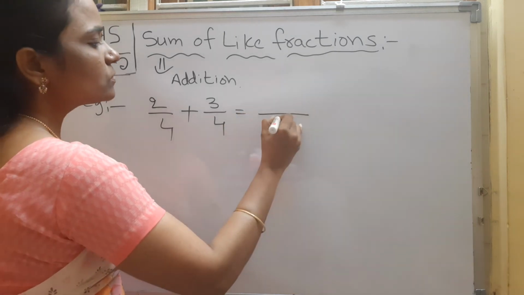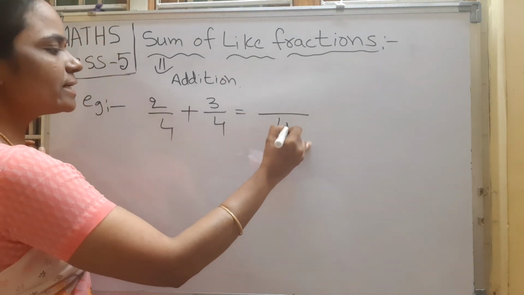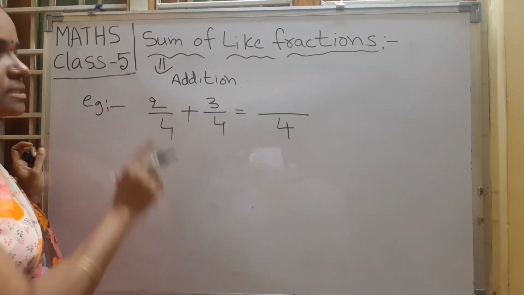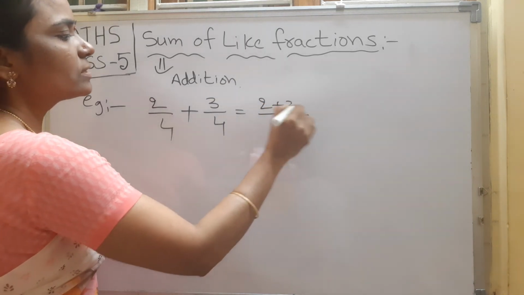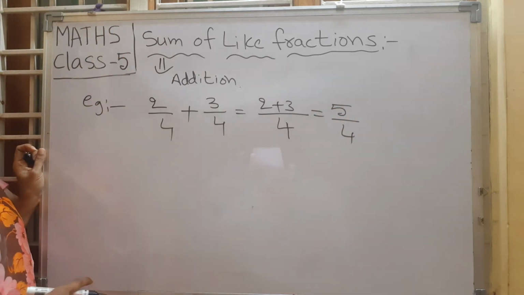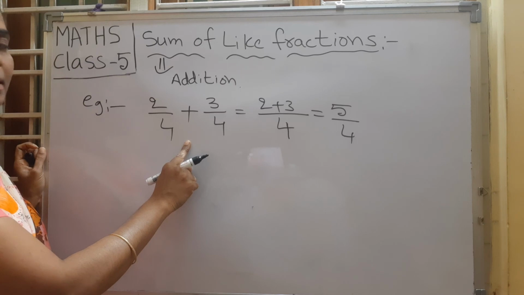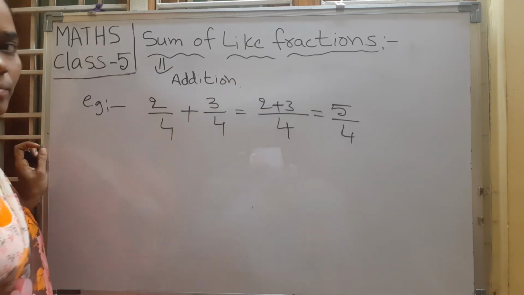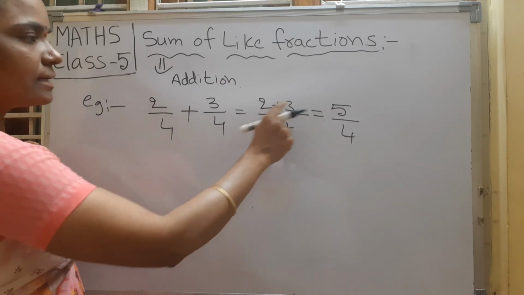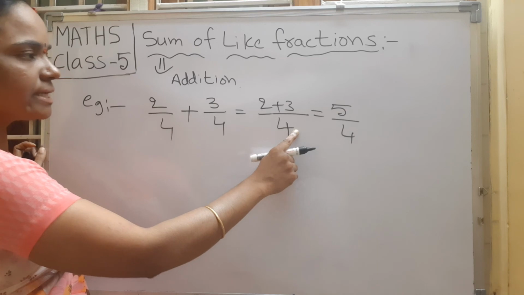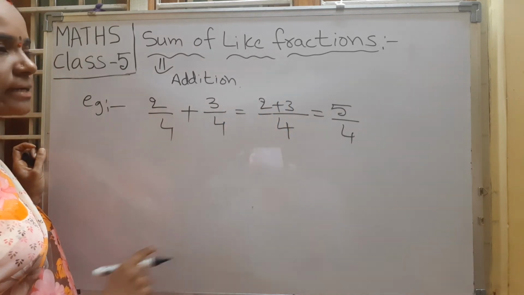So what do we have to do? Directly add, because the denominator is the same. Take the common denominator and add the numerators. So 2 plus 3. What is the answer? It is 5 by 4. Sum means taking addition. Like fractions mean the same denominator. Just normal addition: we take the common denominator and add the numerators to get the answer.